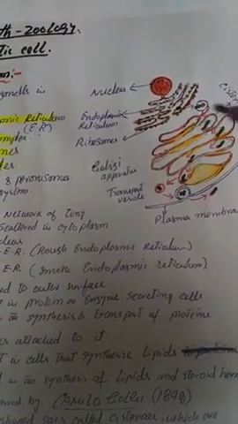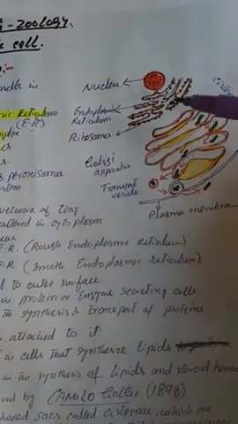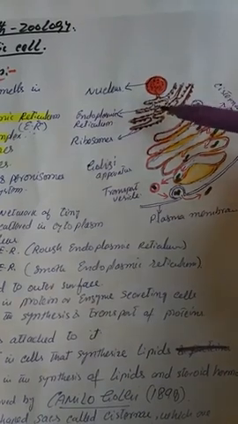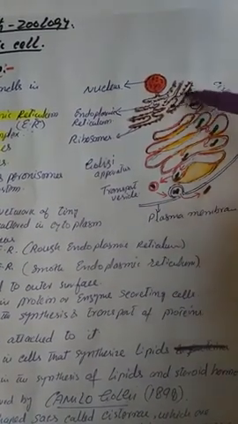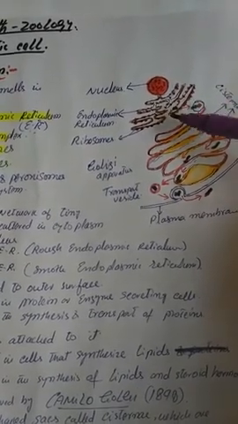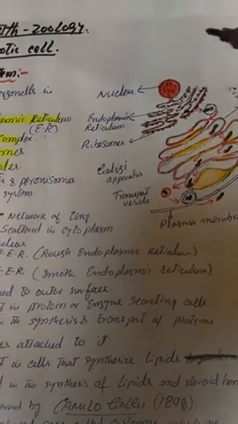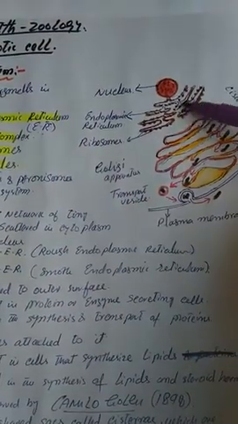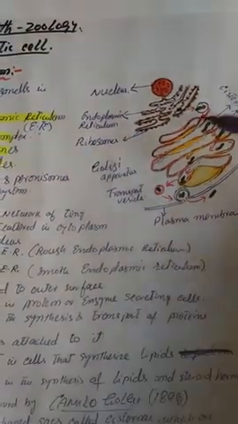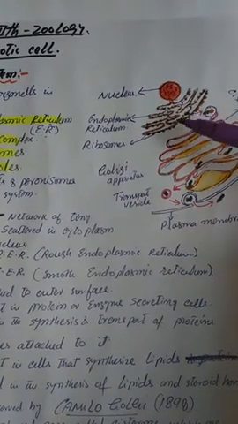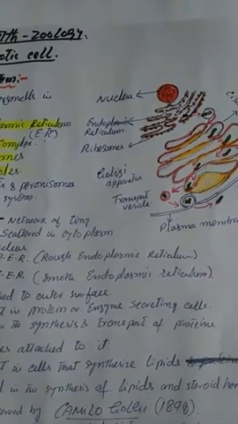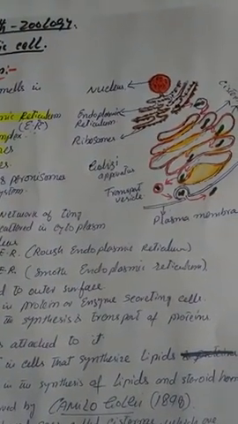Now, the first component is the luminal component. That means the component that is inner to the endoplasmic reticulum. This one, this is the luminal compartment. And the second compartment is the extraluminal compartment, that is outer to the endoplasmic reticulum. This is the extraluminal compartment. Now the lumen of this endoplasmic reticulum is filled with a fluid and contains many enzymes and other proteins.